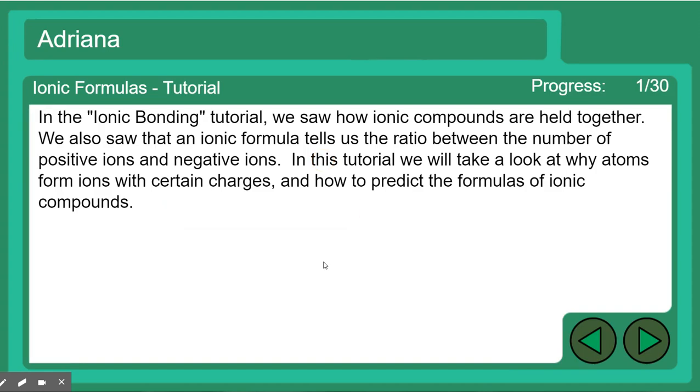So in the ionic bonding tutorial we did way back at the beginning of this unit, we saw that ionic compounds are held together because of positive ions and negative ions, right? It's an electrostatic attraction. And the ionic formula just tells us the ratio between the number of positive ions and negative ions. We're going to sort of go back over that in a moment. So if this is not quite tickling a memory in your brain, it will. So here we're going to look at why atoms form ions with certain charges and how we can predict the formulas of ionic compounds.